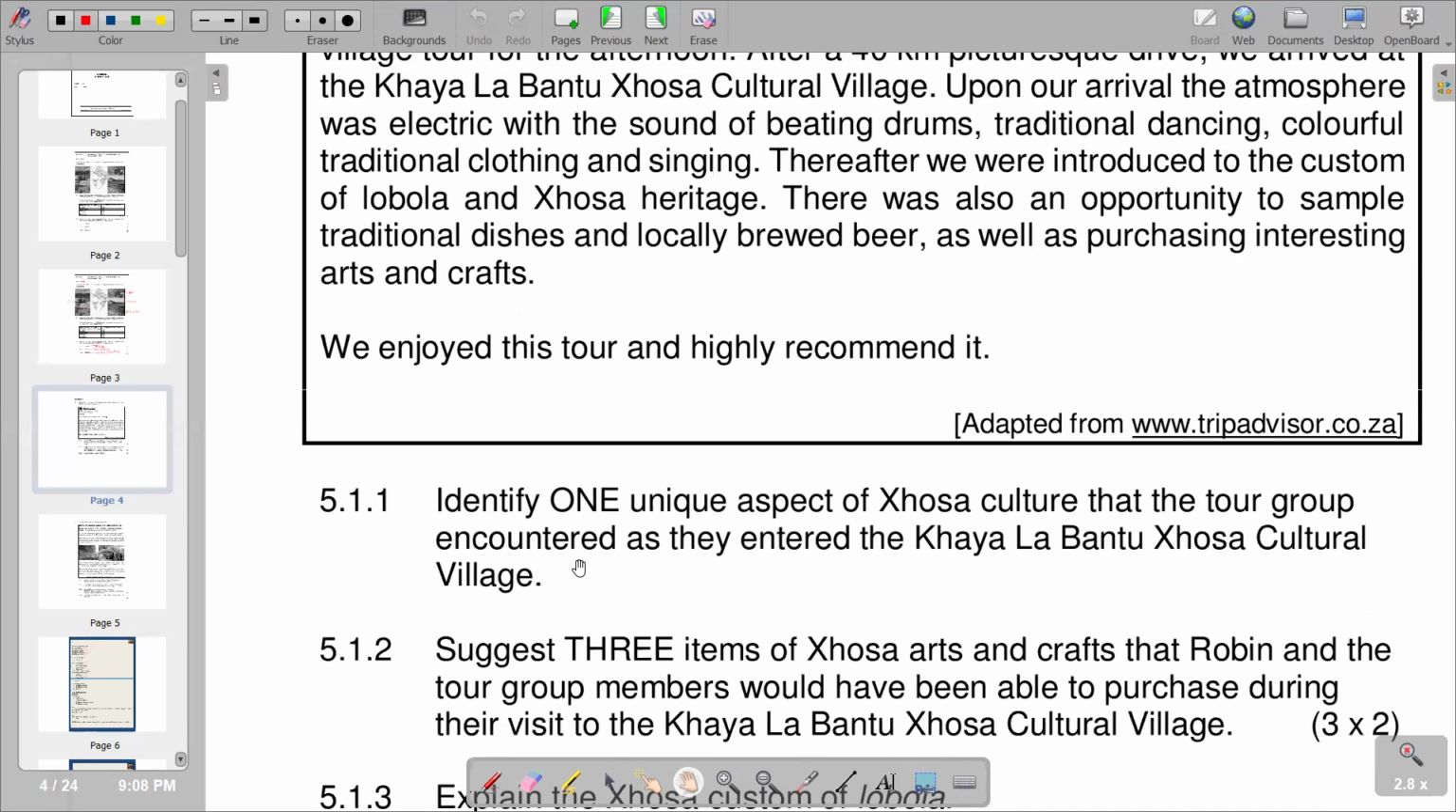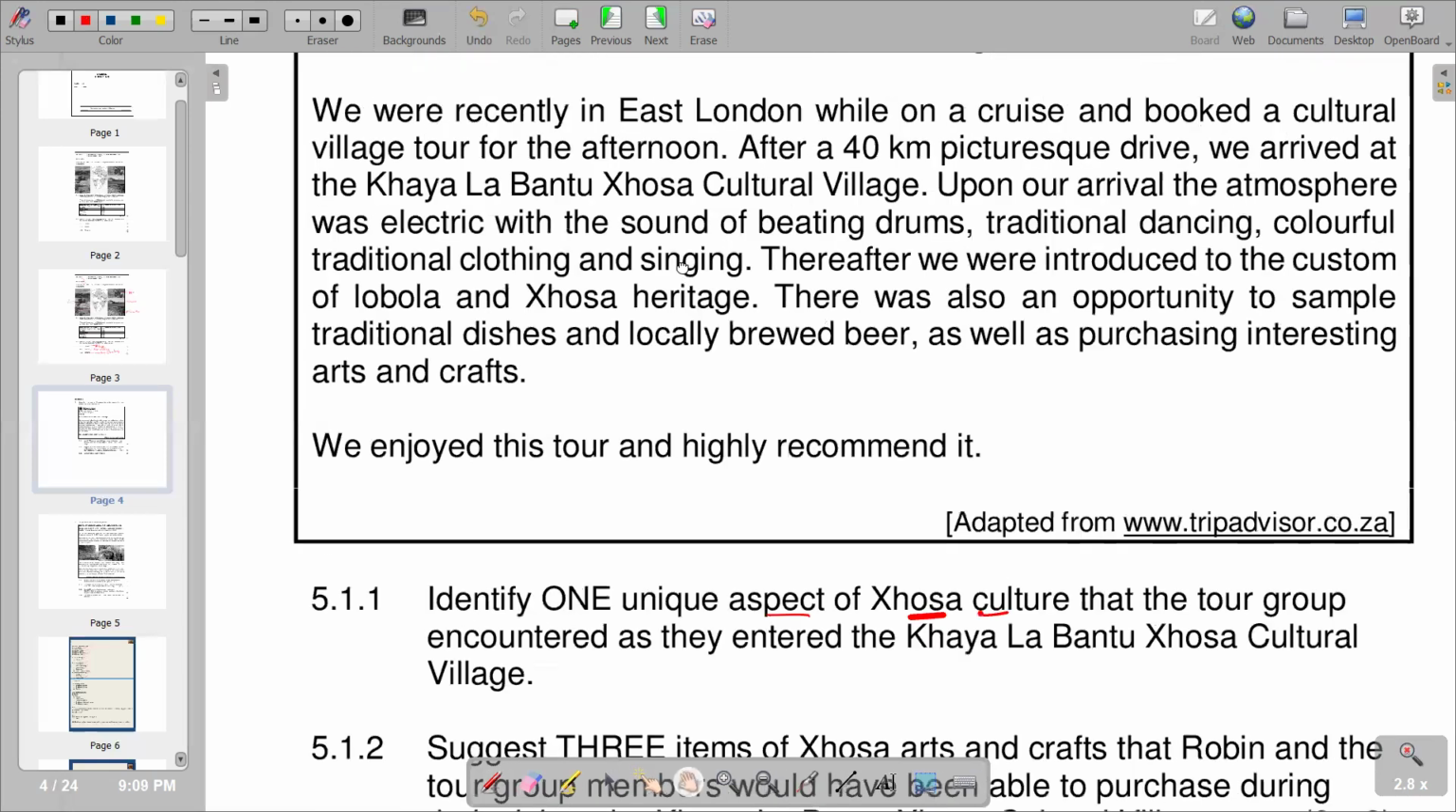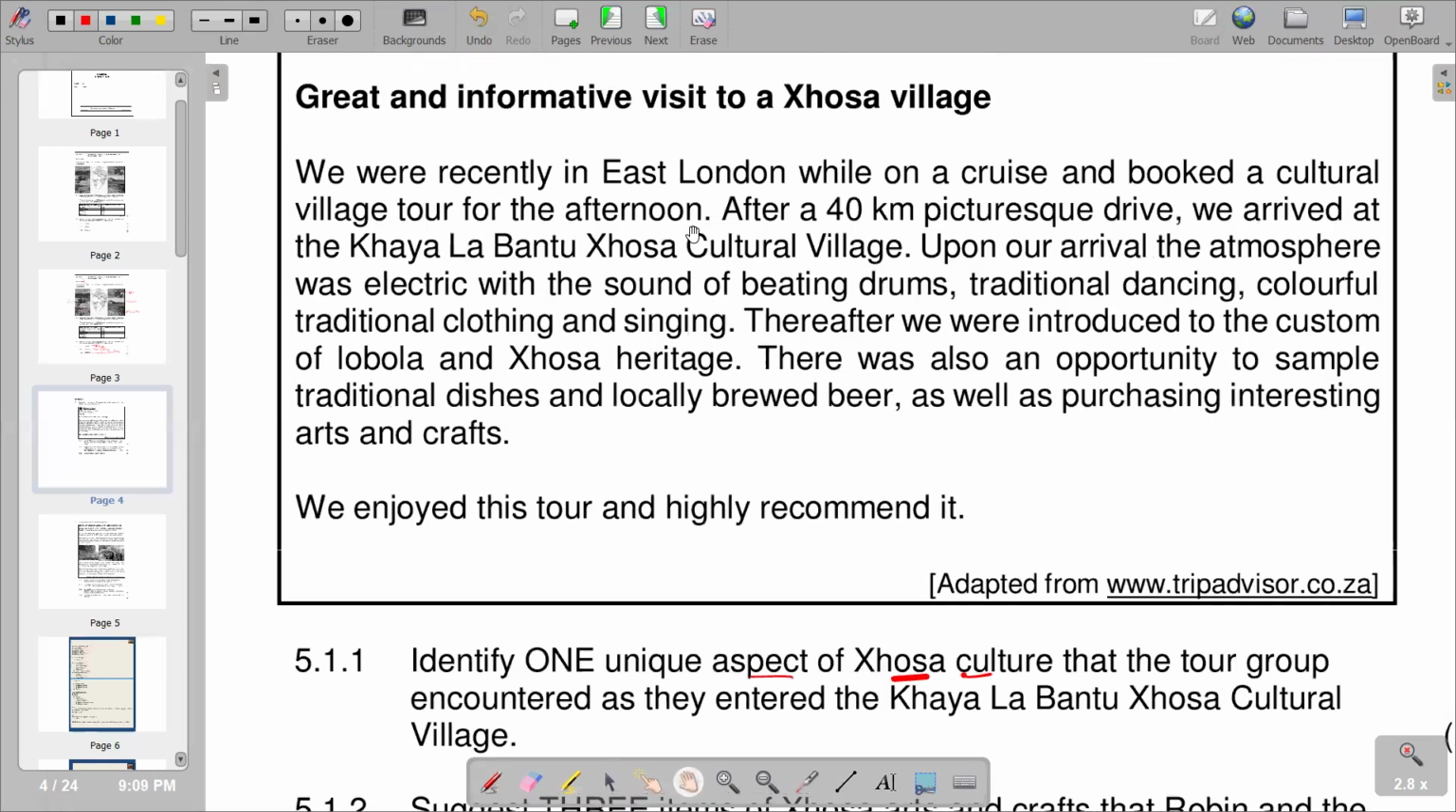So obviously, we want to identify one unique aspect of Xhosa culture that the tour group encountered. So this we can just try to pick from the information given. Our key is that one aspect of Xhosa culture that we want to identify. So we go to the information given and try to see.